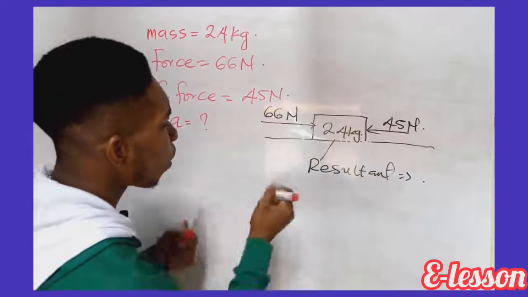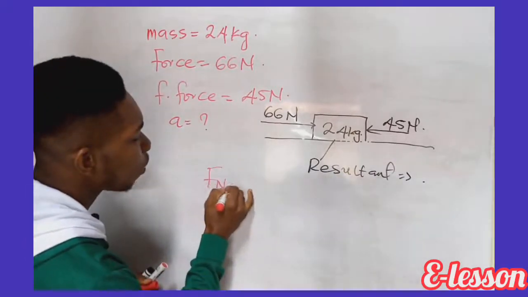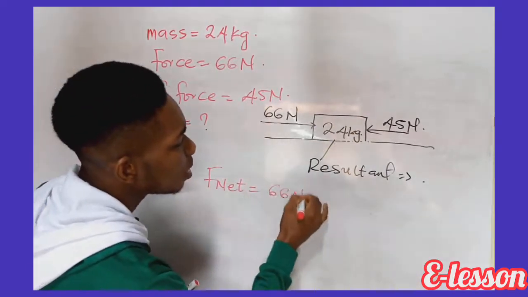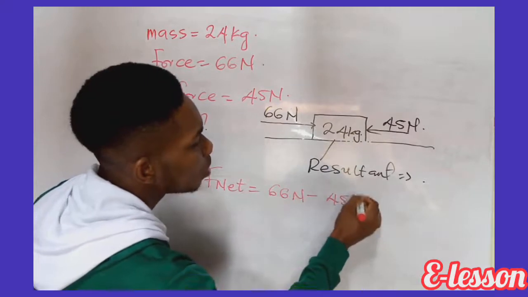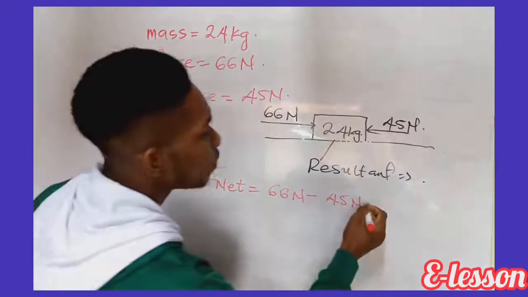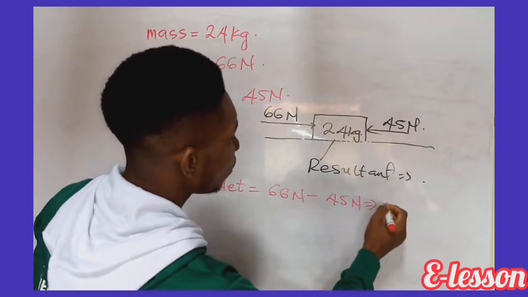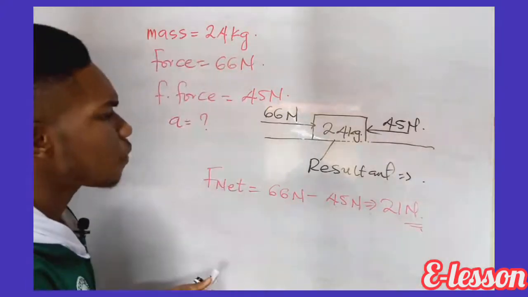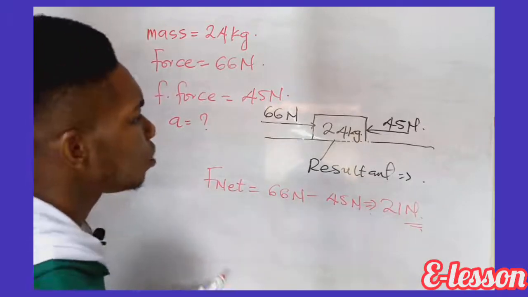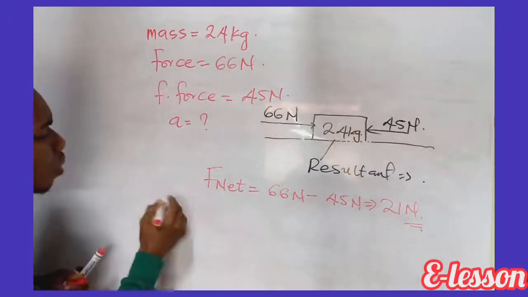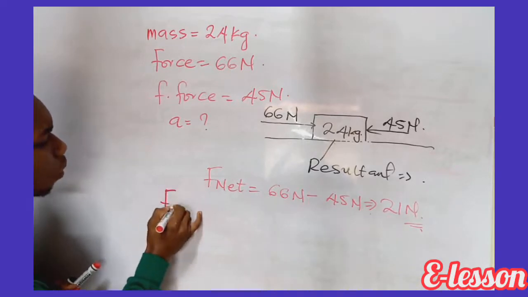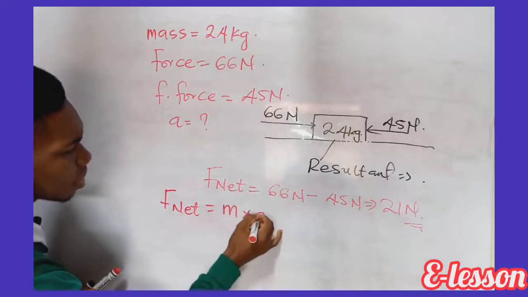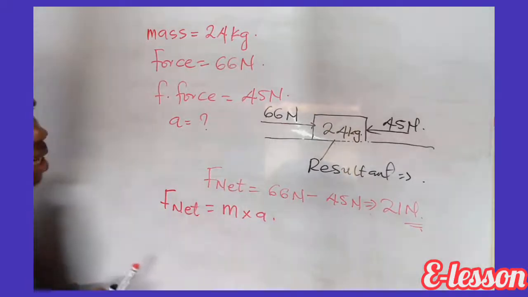So our force, or we can say our net force, F net, is equal to, we have 66 Newton minus 45 Newton. 66 Newton minus 45 Newton will give us 21 Newton. So therefore, the net force acting on it is equal to 21 Newton. Now to get the acceleration, the net force is equal to the mass times acceleration.